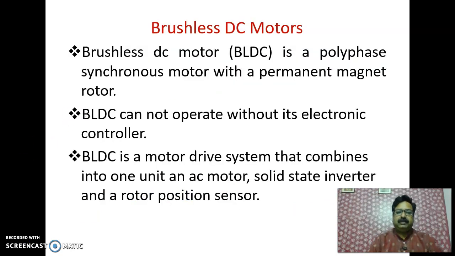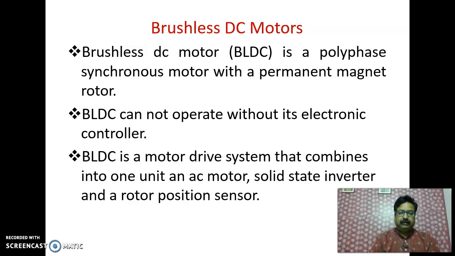So when we talk about brushless DC motor, they are polyphase synchronous motors and they have a rotor consisting of permanent magnet. Another special thing about the brushless DC motor is that they require an electronic control circuitry. So electronic control circuitry is mandatory for the brushless DC motor.